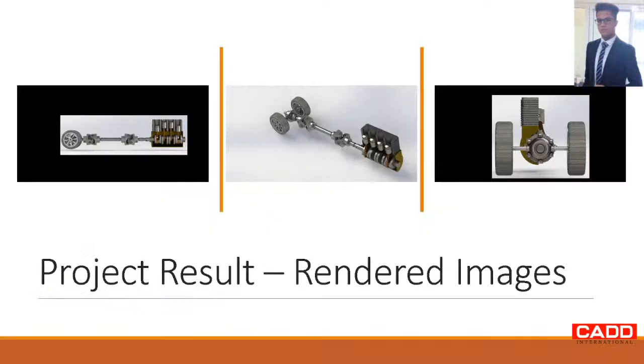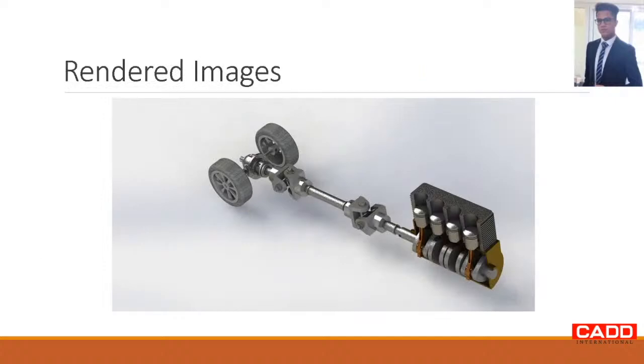The project results can be highlighted in these three images, which I shall elaborate on now. As we have here, the first rendered image wherein we can observe the whole project assembly from the beginning. From the left, we have two wheels connected to the differential gearbox, which is connected to a universal joint, followed by a connection to the drive shaft, which again is connected to a universal joint, and finally ending up with a connection to the power source, which is the four-cylinder engine.